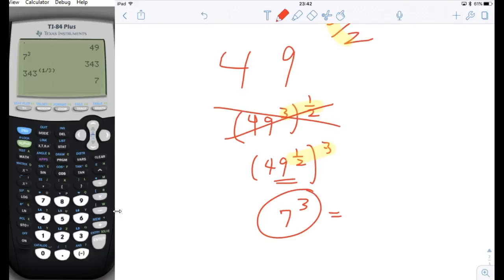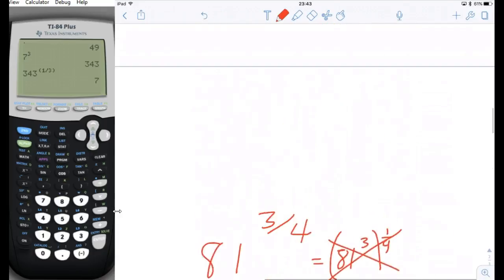7 cubed is equal to 7 times 7 is 49. 49 times 7 is 343. Okay, and if you don't remember that, you can multiply that out, right? 49 times 7, 343, right?